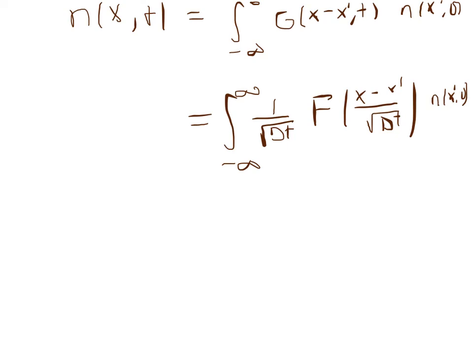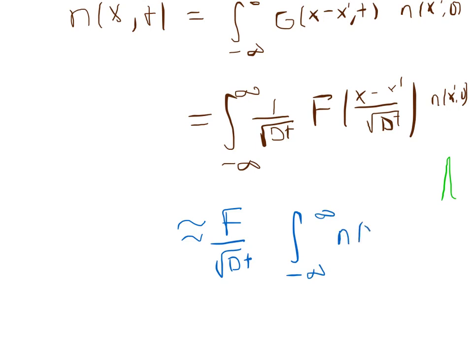So what you can see is that I'm going to show this to you in pictures. n of x, remember, is this thing which is fairly localized in space. So when the square root of Dt is very large, then this function f becomes pretty constant over the range where n of x prime and 0 is varying. And for that reason, I can literally just bring it outside of the integral. So this is approximately equal to f over the square root of Dt times the integral from minus infinity to infinity of n of x prime and 0. And that integral is, of course, the mass.